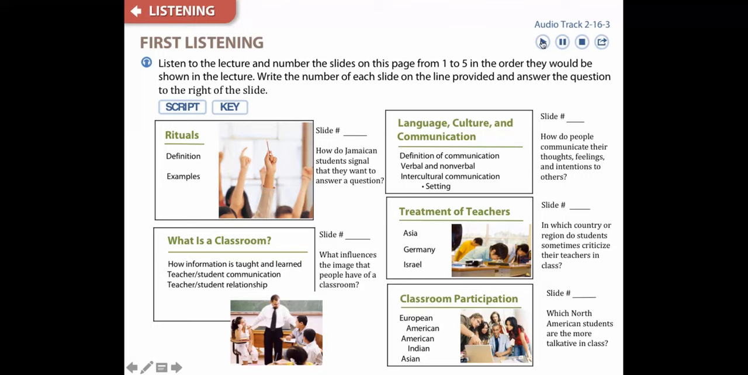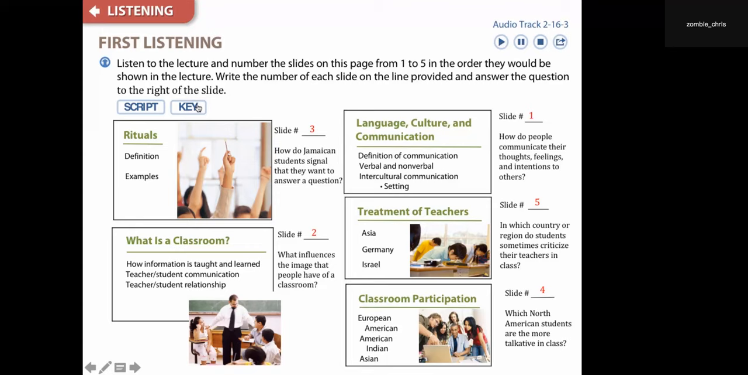Okay, so slide number one is language, culture, and communication. Slide number two, what is a classroom? Slide number three, rituals. Slide four, classroom participation. And slide five, treatment of teachers.